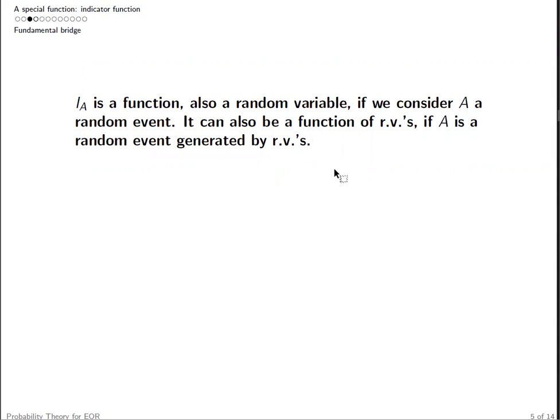If we regard A as indeed a random event, then IA is a random variable that follows a Bernoulli distribution with success rate PA, because now this random variable IA only takes 1 if event A occurs, and we know event A occurs with probability PA. So this follows a Bernoulli distribution with parameter PA, right? Either equal to 0 or 1, only equal to 1 with probability PA. Now we start to link IA with some probability value.